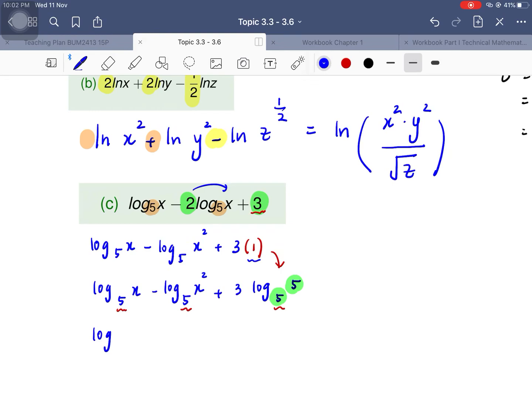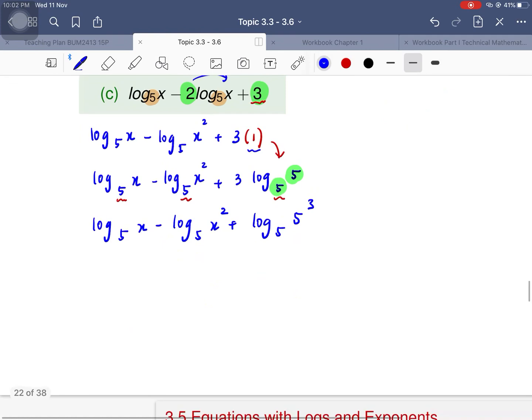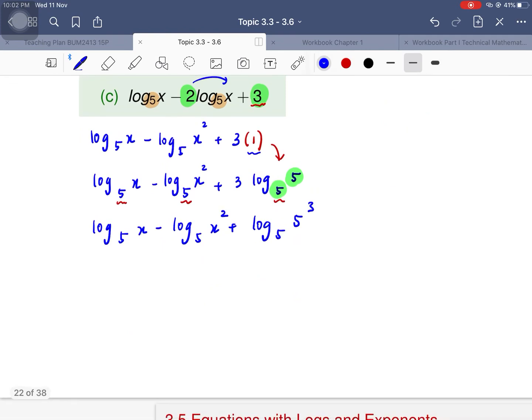So therefore what happens next is that for the last term, I'm going to bring up the power. So this is going to be log base 5, so 5 to the power of 3. Now that it's in this form, only then am I going to make it into the simplest form. So I'm going to have log base 5. Remember, the positive goes on top, which is going to be x in this case, and also 5 to the power of 3.